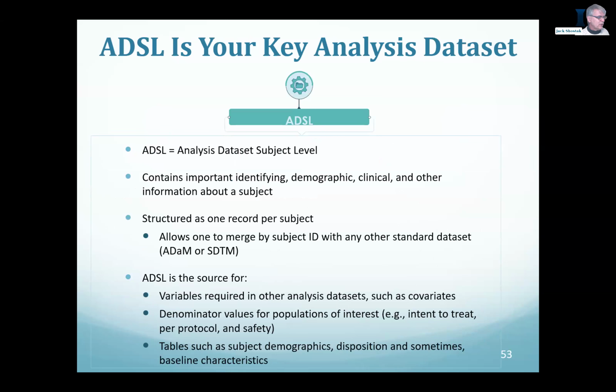Analysis data set subject level. You can see the screen contains critically important variables. It's always one record per subject, which is beautiful because it allows you to take ADSL and join it against any other CDISC data set in a submission. It's the source for a lot of critical variables as well.